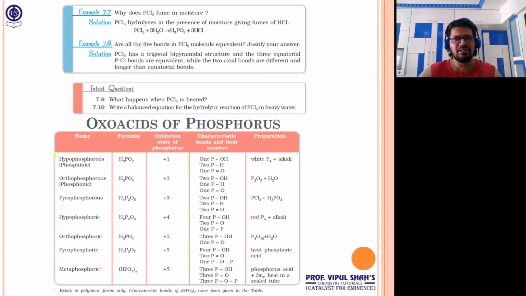Next now, alright, let's see some questions. Why does PCl3 fume in moisture? PCl3 fumes in moisture because on hydrolysis it breaks down to give H3PO3 and it gives HCl.